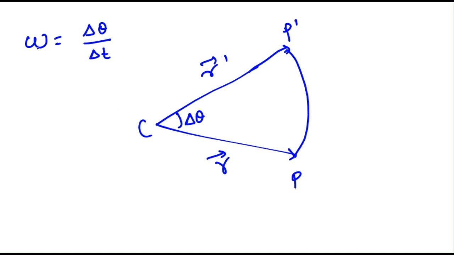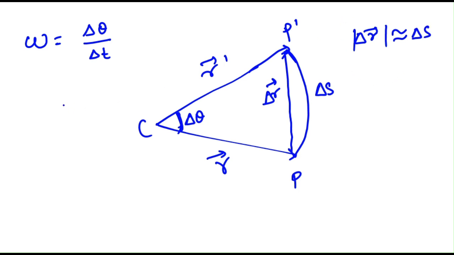So we can write this angular speed to be delta theta by delta t. And now this is delta theta and this is delta r, and this arc is, let's say, delta s as we have taken earlier. So for very small delta theta, we can write delta r nearly equal to delta s. Then delta theta will be delta s by this r.